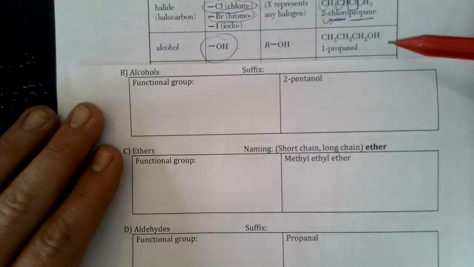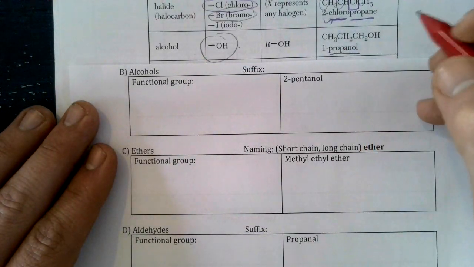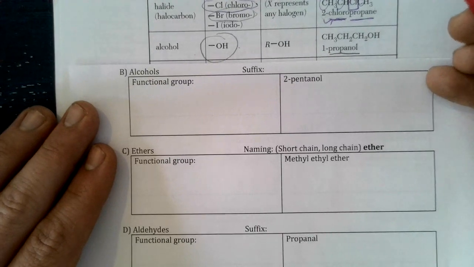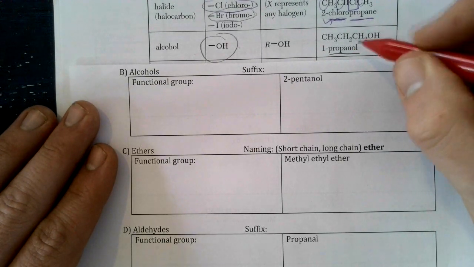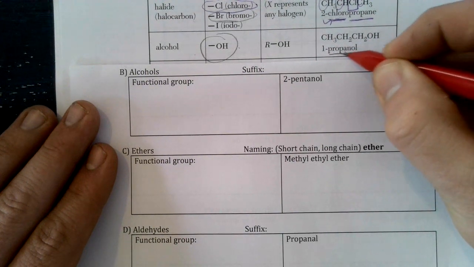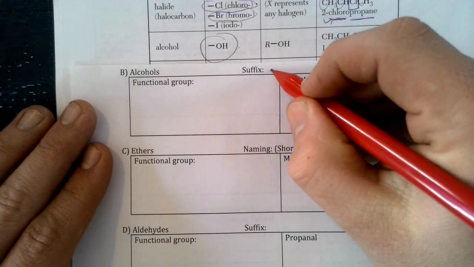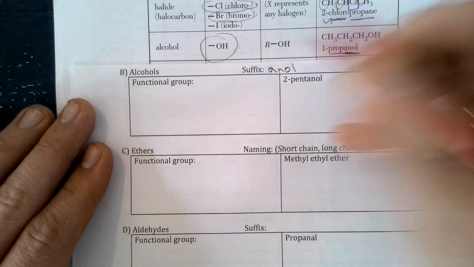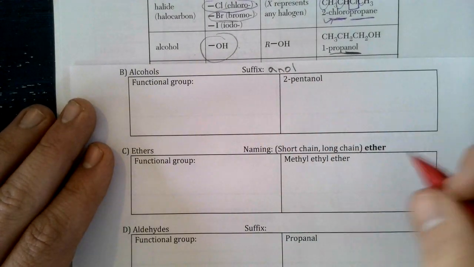But looking at the example given, we have something called propanol. Not propane, not propene, propyne, propanol. So I hope you realize that this ending is different than everything we've been doing, because every alcohol has to end in anol. That's pretty ugly, but it's folded over.